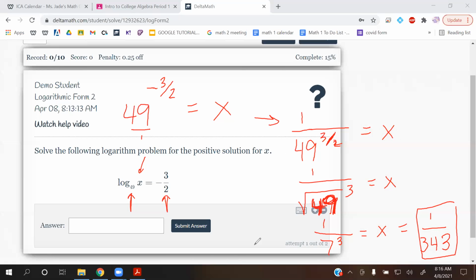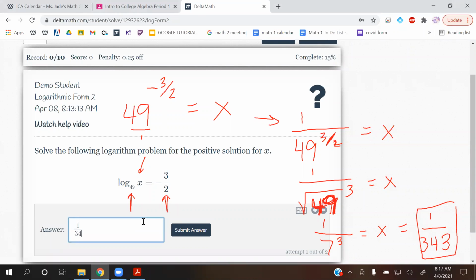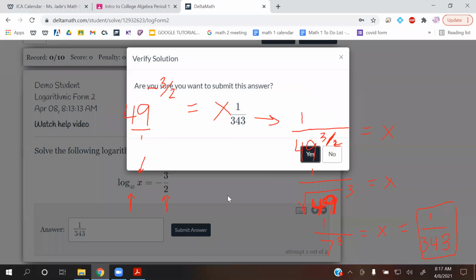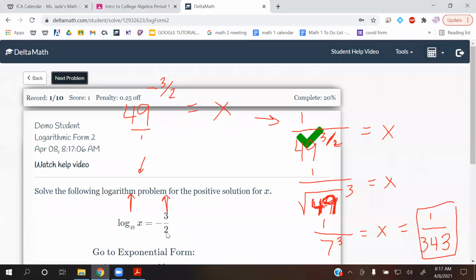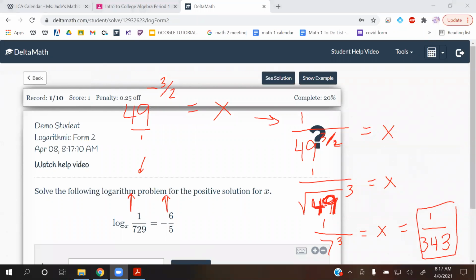So there were a lot of things going on here. There was a negative, there was a fraction. So are there any questions? Okay, so then I'm going to type in 1/343, and let's submit. Okay, let's go to the next problem. Let me clear all those ugly annotations.